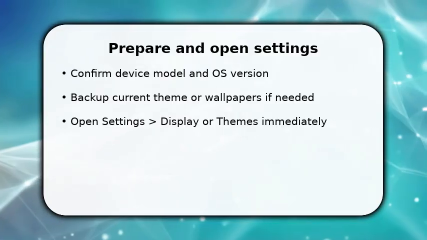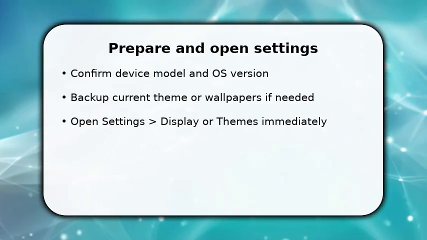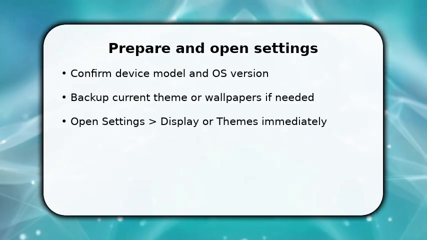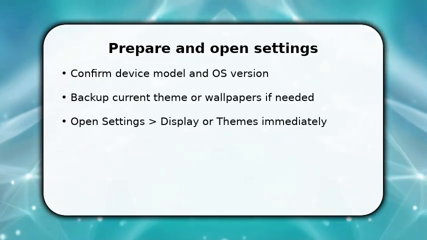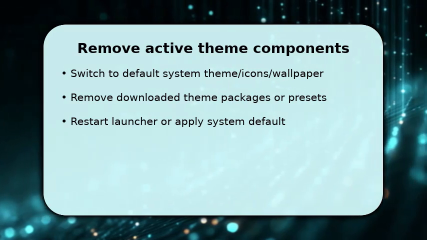Different manufacturers name it differently. Tap Themes or Wallpaper and Style to view active theme components. Make sure you're on Wi-Fi if themes are stored in cloud, then tap the active theme to begin removal. You'll now replace the active elements with system defaults to fully remove the theme.